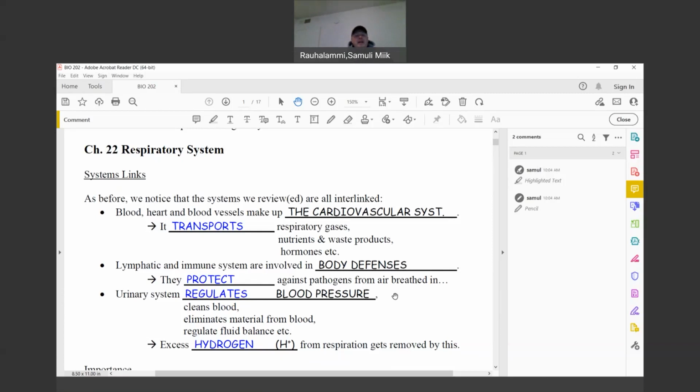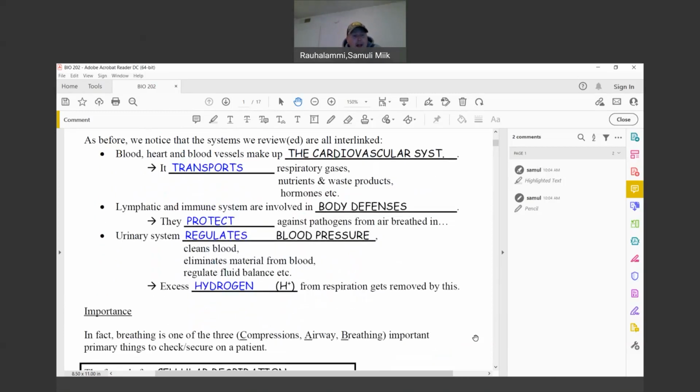And finally, the last concept that ties into what we've discussed is that we are going to talk about the urinary system a little bit. What we're going to see with the urinary system is that whatever we couldn't remove with the respiratory system, that's where the urinary system steps in, for example, helping us get rid of some of the excess hydrogen. That's one of the good examples where we end up seeing the interaction of these systems.